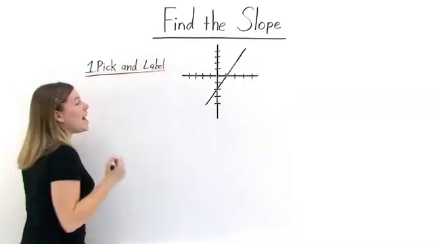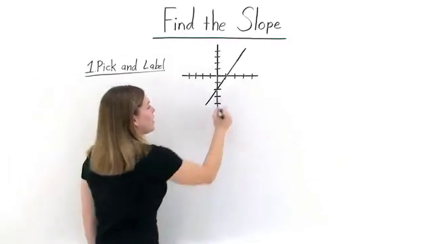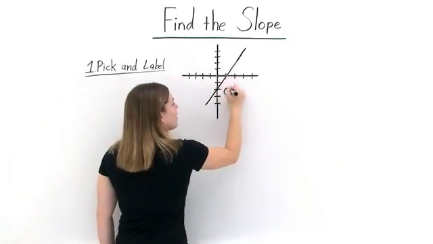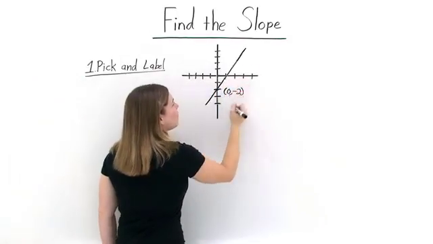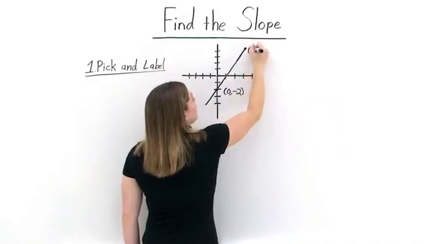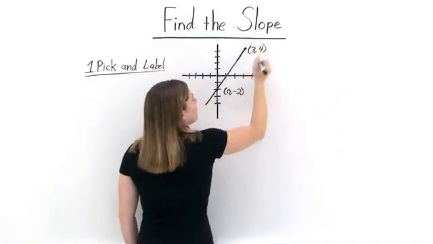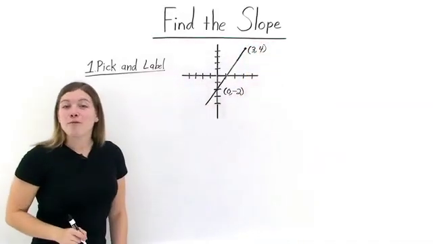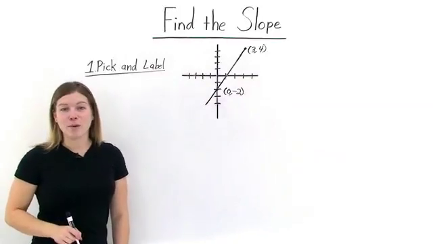Now we can pick any 2 points. So let's pick this point, which is the point (0, -2), and this point, which is the point (3, 4). Great. Now we've picked 2 points on our line and labeled them.